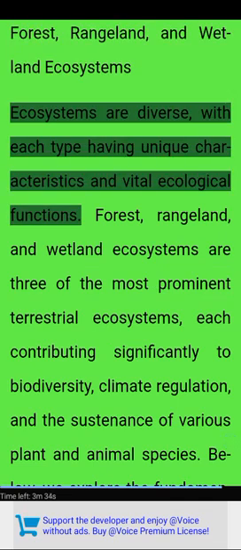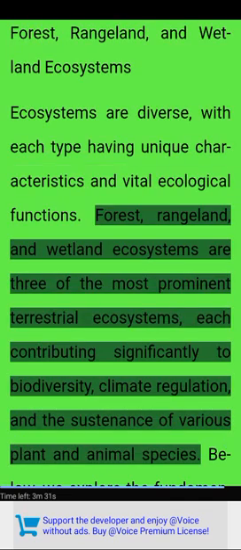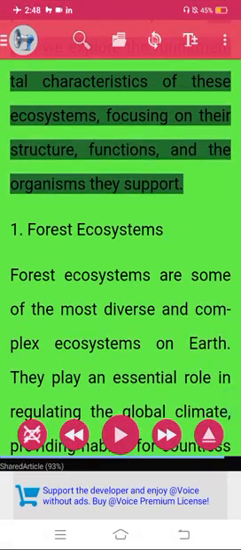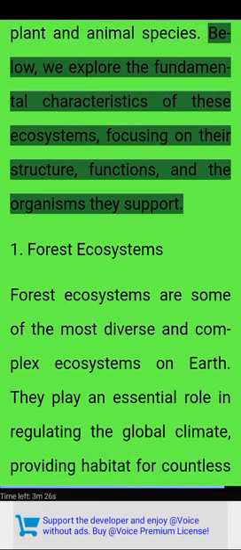Ecosystems are diverse, with each type having unique characteristics and vital ecological functions. Forest, rangeland, and wetland ecosystems are three of the most prominent terrestrial ecosystems, each contributing significantly to biodiversity, climate regulation, and the sustenance of various plant and animal species. Below, we explore the fundamental characteristics of these ecosystems, focusing on their structure, functions, and the organisms they support.